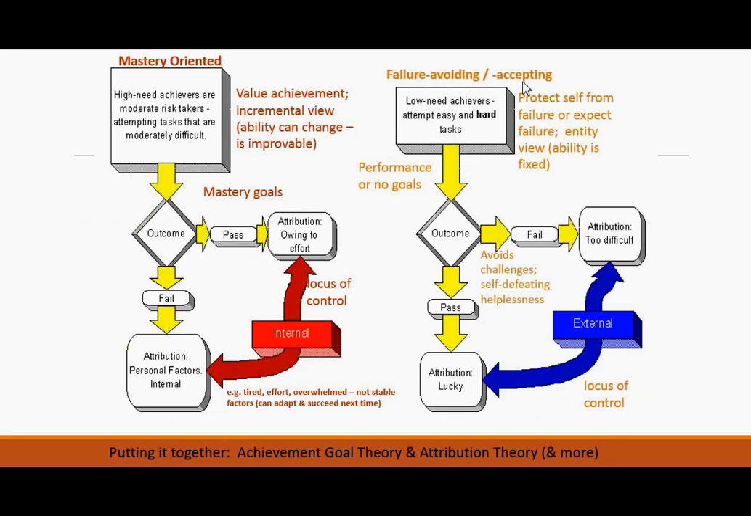Now, if I'm failure avoiding or accepting, failure avoiding performance or no goals, I want to protect the self from failure or expect failure. I have a fixed or entity view of performance and intelligence. These are low need achievers. They don't have a need inside themselves to show that they can achieve a whole lot.